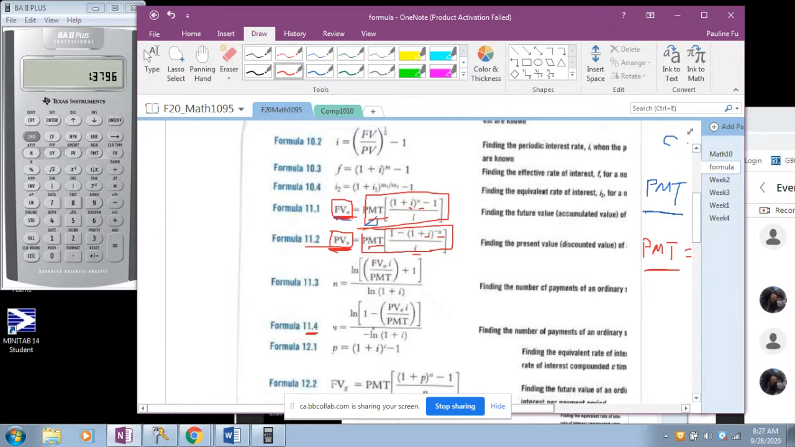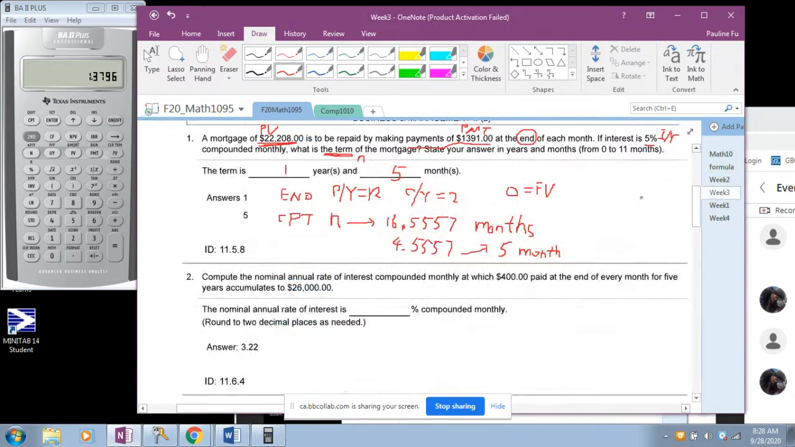Remember the given question, you are given PMT, PV, and I. Remember when you use the formula, I equals 5% divided by 12. Okay, so now we use a formula.